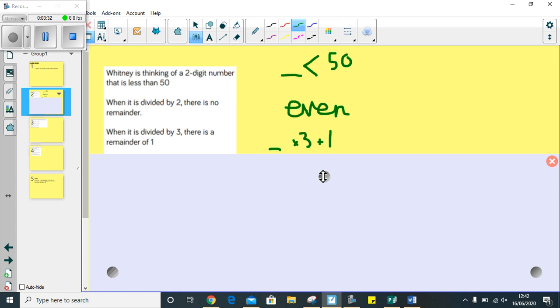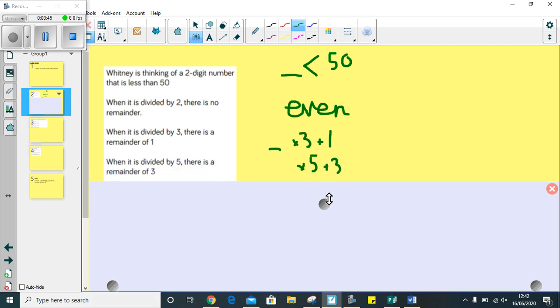So I could have 4, because that's even. 3 times 2 is 6, and if I add 1 on that, it'd be 7. That's not even, so I can't have that one. Right, let's have a think as we go down. 5 times by 3 times by 5 and add 3. Right, okay, let's think about this.